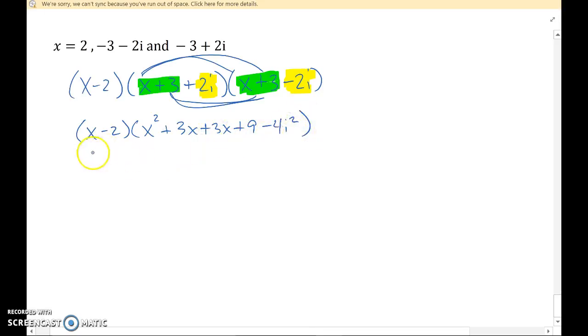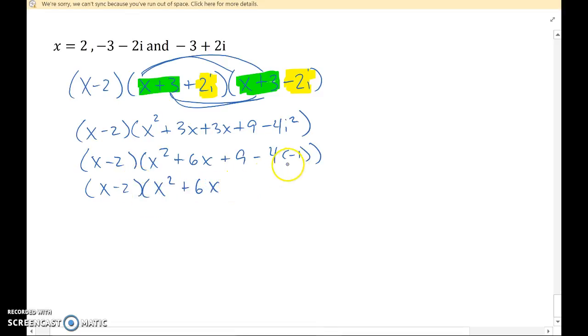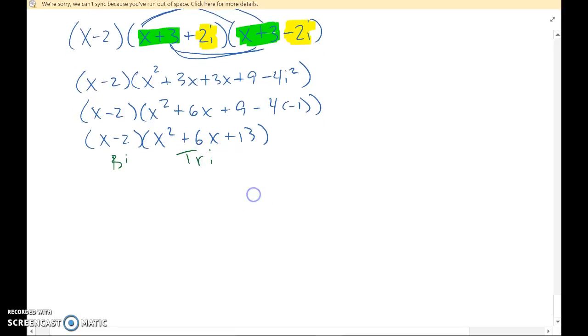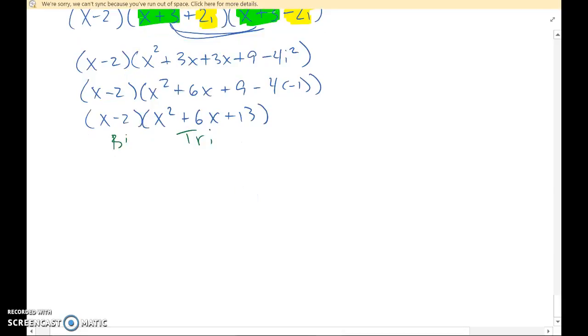And let's simplify this set of parentheses on the right before we go any further. And so that's going to give us x squared plus 6x plus 9 minus 4 times i squared, which is negative 1. And so times x minus 2 is x squared plus 6x plus 13. And you may not need to write as many steps out as I did, but I think it's helpful for you guys seeing in this video. And so our third thing is taking the binomial times the trinomial, which is going to give us 6 terms, bi being 2, tri being 3, and 2 times 3 is 6.